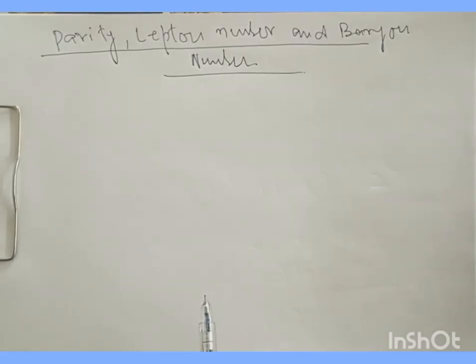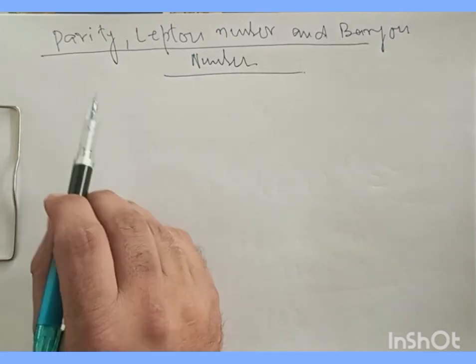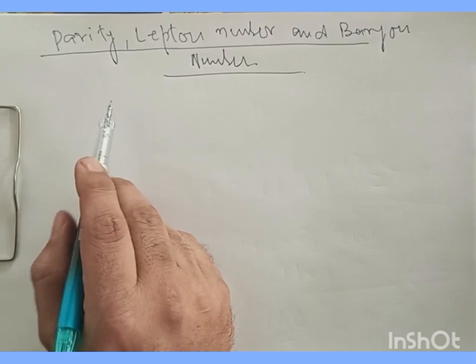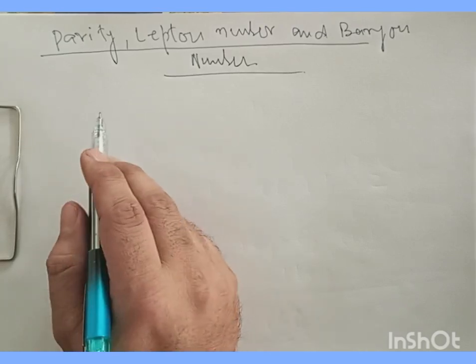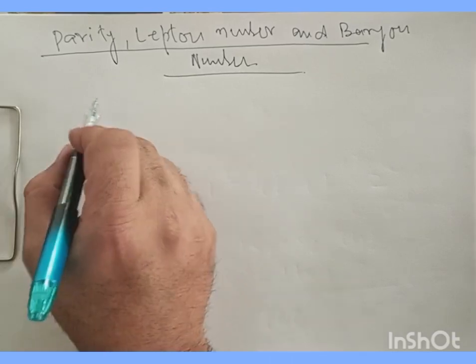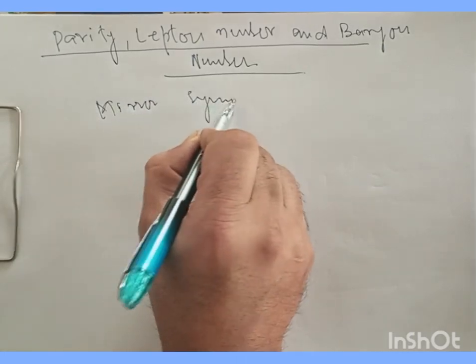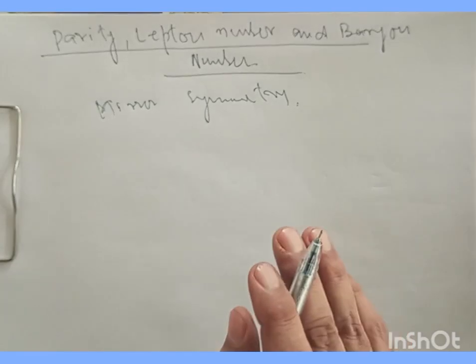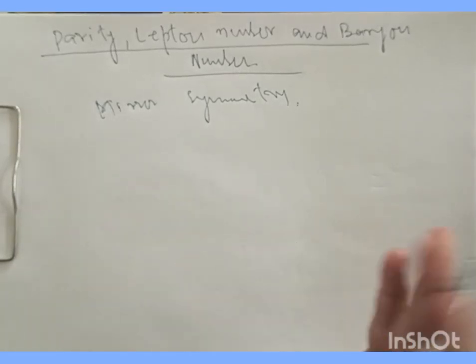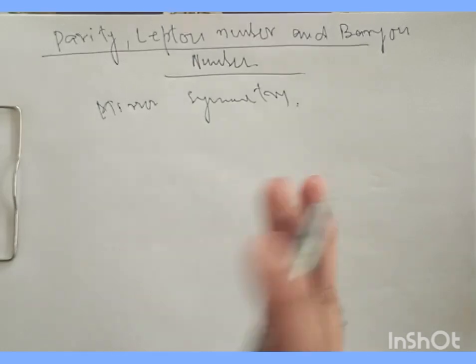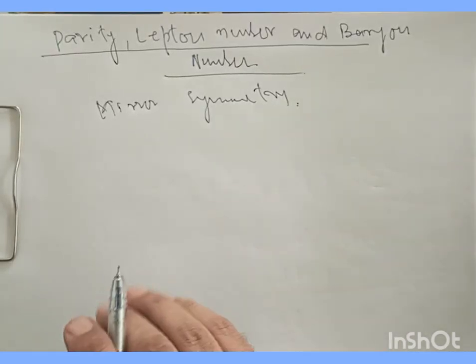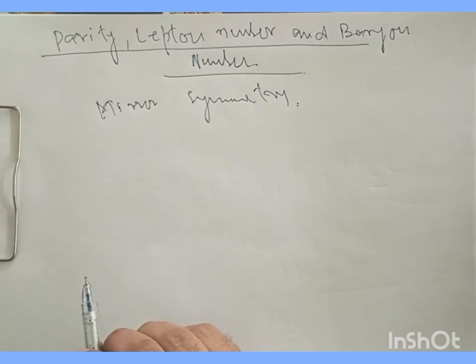Now let's talk about parity of these elementary particles, the lepton number and baryon number. Let us start with parity. What is this parity? Parity is basically a mirror symmetry. We can also call it left-right symmetry or space inversion. These are proper words to illustrate this parity.